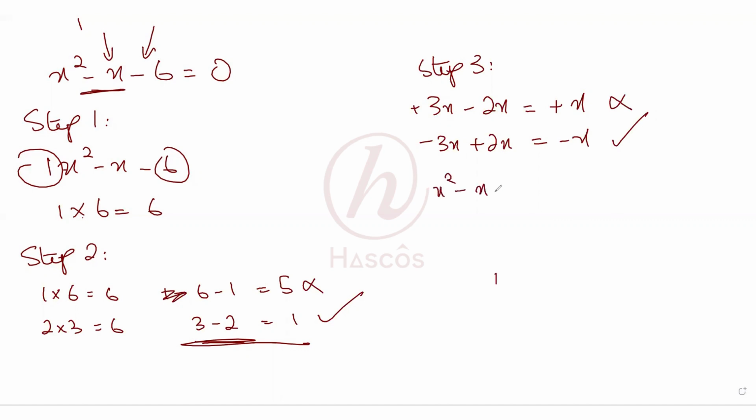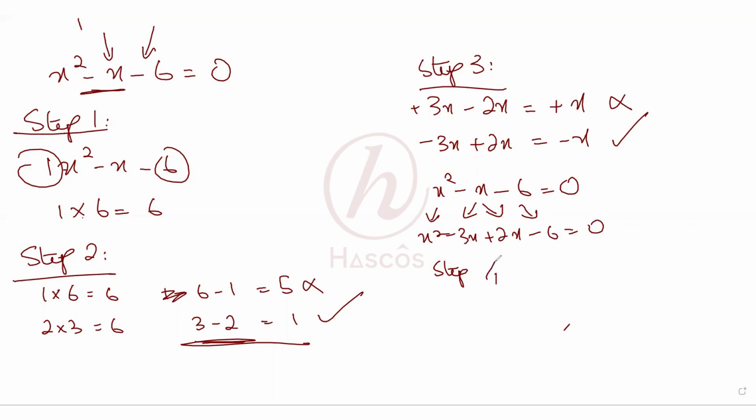X squared minus x minus 6, we rewrite the original equation. Negative x is broken down into a negative 3x, positive 2x, x squared gets copied, negative 6 gets copied. We transition on to step number 4, in which we have to take out common in pairs of 2. Common between x squared and minus 3x is x. When we take away x from x squared, we have an x. When we take away x from the negative 3x, we have a negative 3 left. Middle sign copied over here, plus.